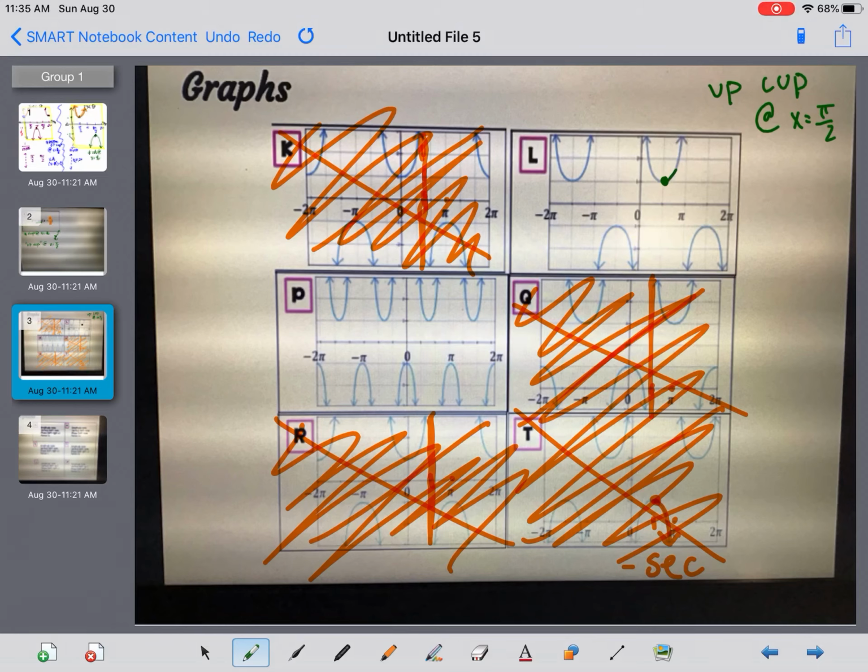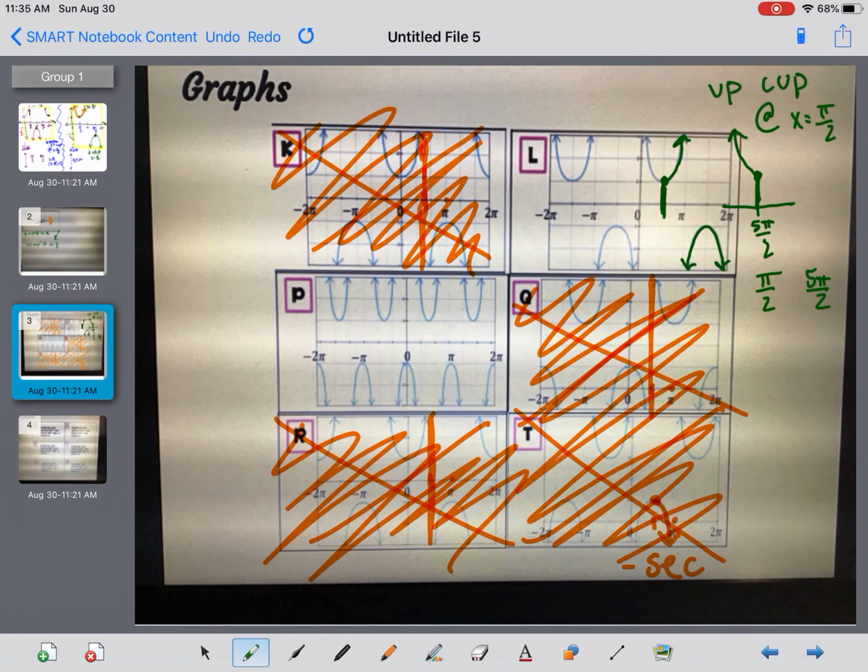If you notice in graph L, this would be the start of our period, and then we have our down cup, and then out here, if we kept that going, if that was 2 pi, at 2.5 pi, which would be 5 pi over 2, we would have another start of an up cup. So one period in this graph goes from pi over 2 to 5 pi over 2.